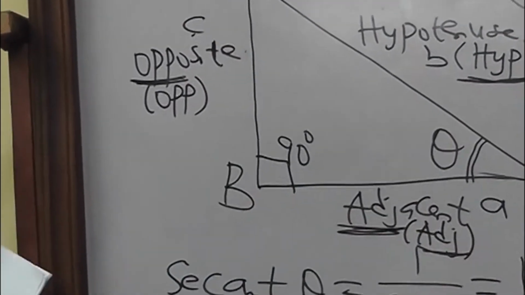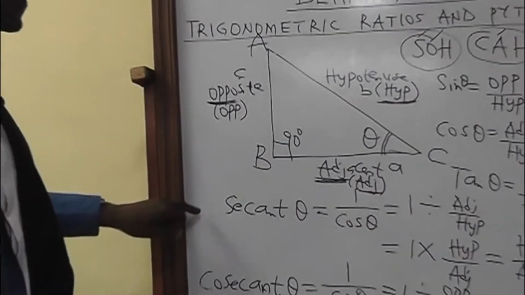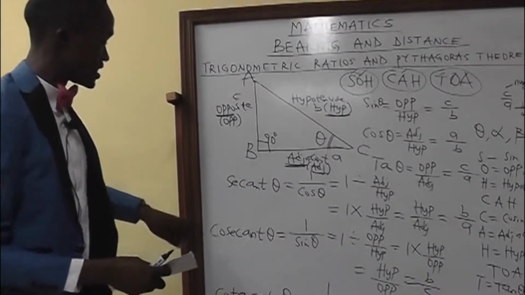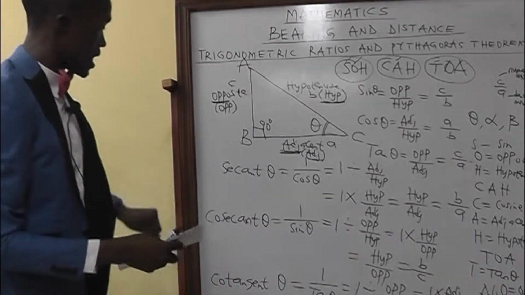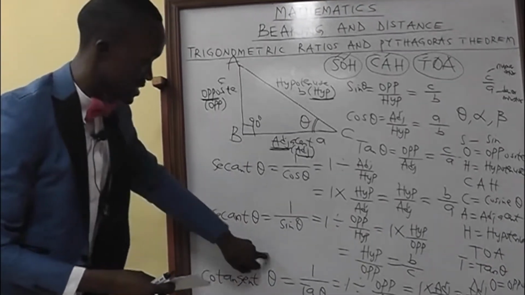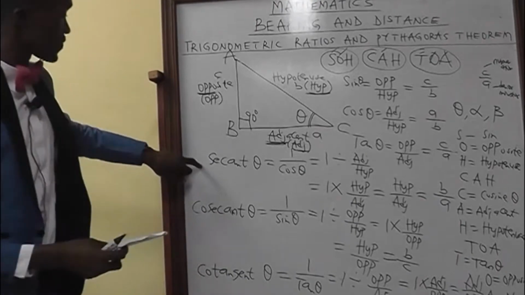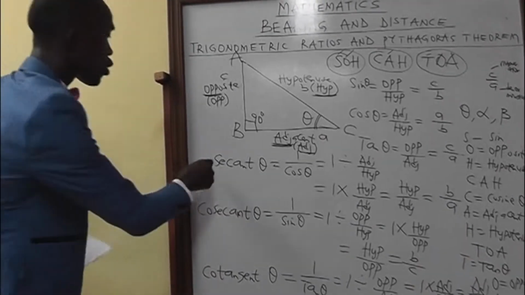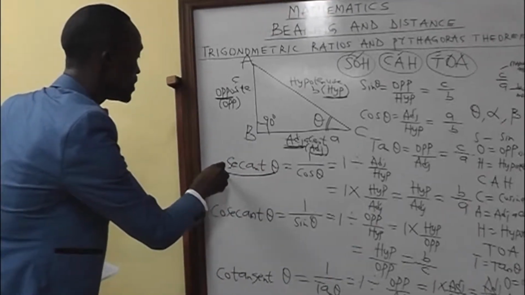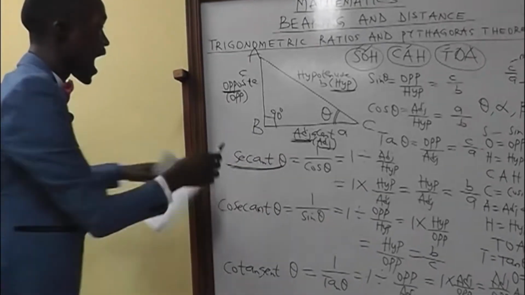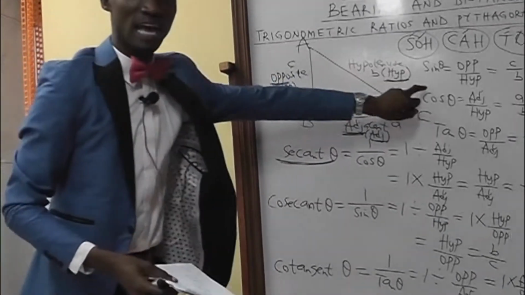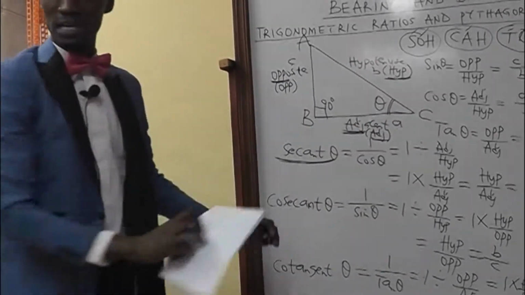Then another question is, what is the meaning of secant? What is the meaning of cosecant? And what is the meaning of cotangent? Now, from what we have here, secant is simply 1 divided by cosine. That is the meaning of secant.